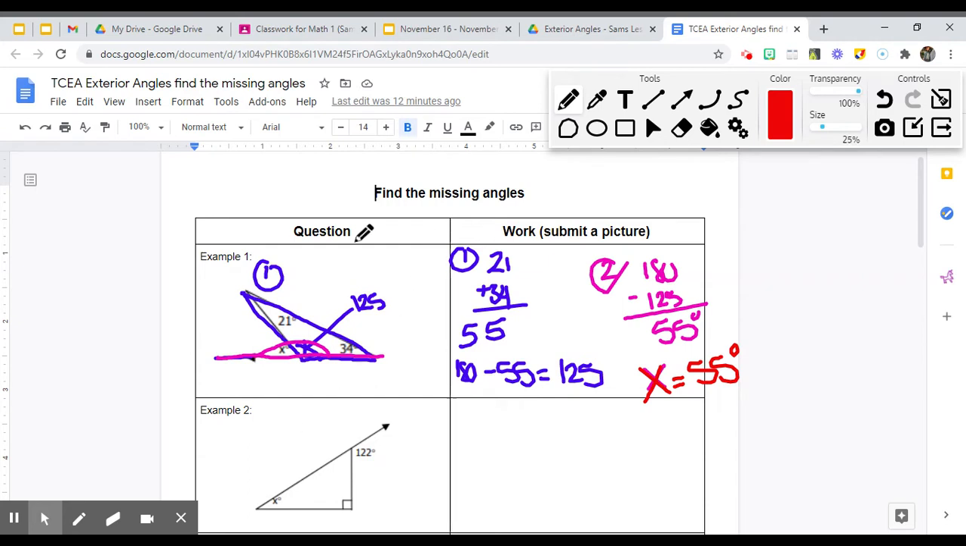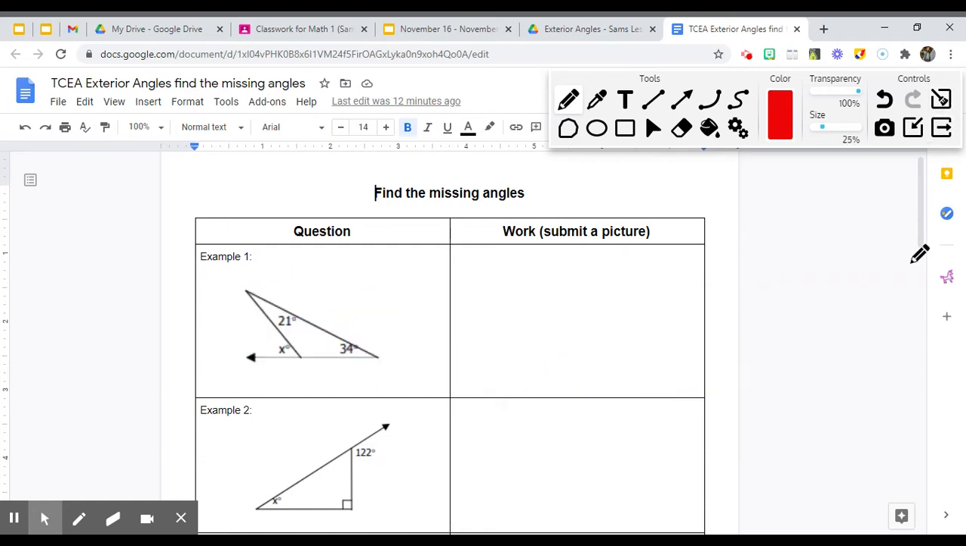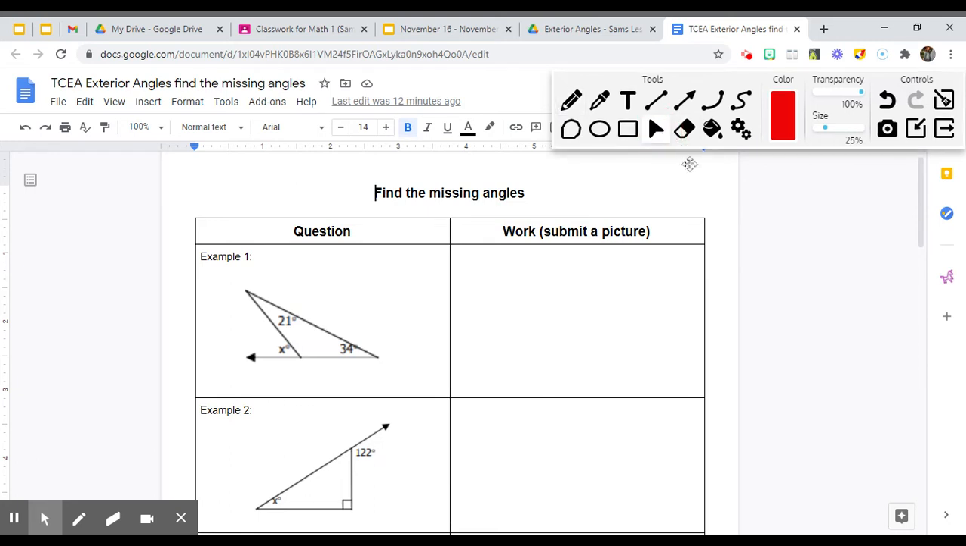Okay, so again, things that we were able to find, we found two shapes. We found a triangle and we found the straight line. That led us to finding the value of x. Okay, so I'm going to go ahead and erase this, and we're going to move on to example number 2.